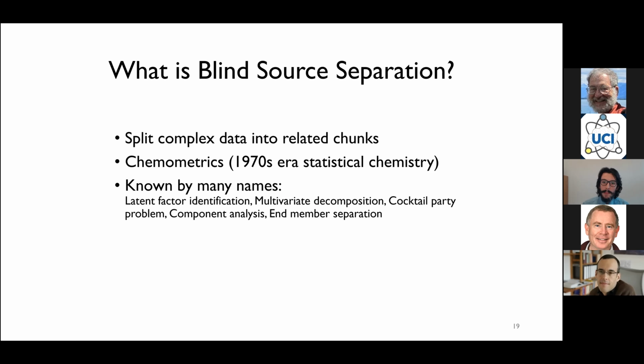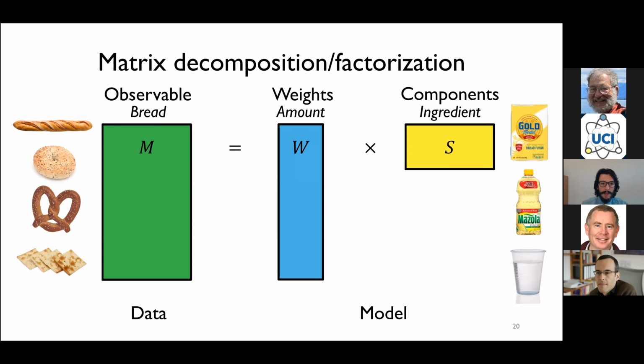Also, these are known by many different names. You can find all of them by looking at blind source separation and reading the Wikipedia, but do keep in mind that there's a lot of different flavors and it's used by a lot of different fields. Essentially, what we do in these is a matrix decomposition or factorization. And I usually like to think about this as something that most people can approach.